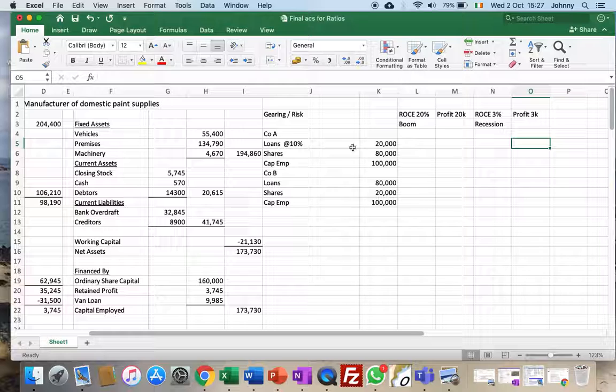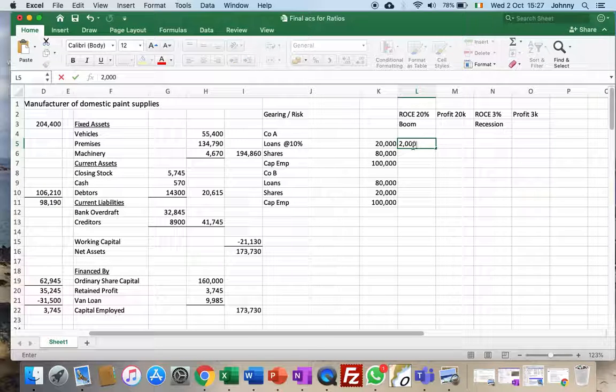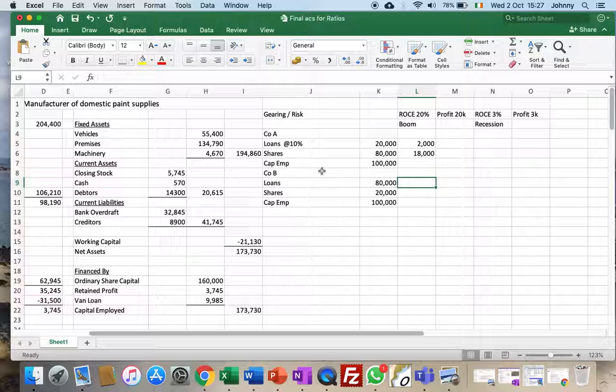Okay, so let's look at our boom situation. We have to pay 10% of 20,000, or 2,000, of our profit in interest, and that leaves 18,000 of our 20,000 for the ordinary shareholders. 2,000 of that goes to pay off our loans. Now let's look at company B. We still have 20,000 to pay off. The loans are still at 10%, so 10% of 80 grand is 8 grand. That leaves 12 grand left over for the ordinary shareholders.